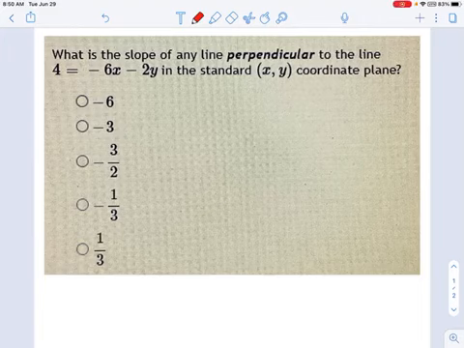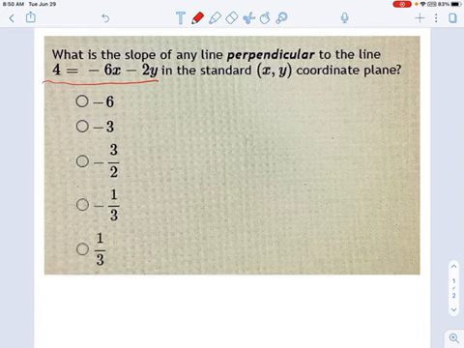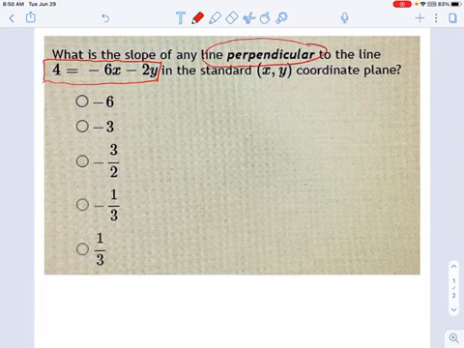What is the slope of any line perpendicular to the line 4 equals negative 6x minus 2y? That's what we're asked here. And what you have to realize is we're talking about two things. One thing is this line right here, 4 equals negative 6x minus 2y. And the other thing is this concept of perpendicularity. What does it mean to be perpendicular to a line? Well, we'll get to that in a second.